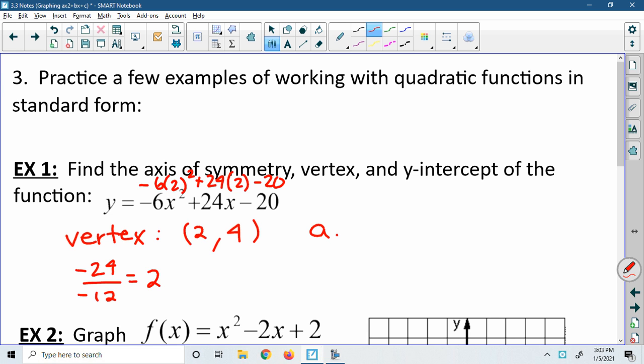The axis of symmetry, doing a little abbreviation there, would be the line x equals, and then remember that's still the negative b over 2a, so it'd be x equals 2. If you're doing it right, your axis of symmetry should always go right down through your vertex. And then the y-intercept would just be whatever the c number is, which is negative 20 in this case.